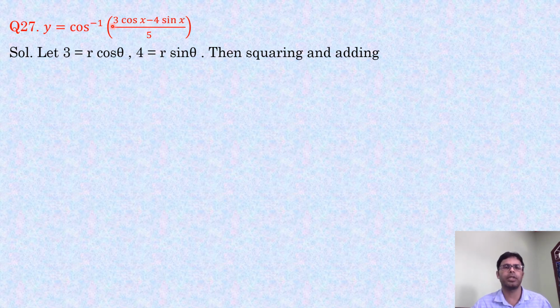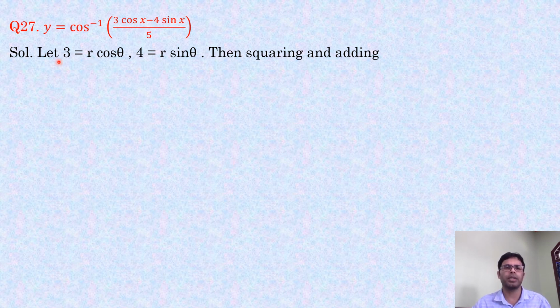So I am taking 3 equal to r cos theta and 4 equal to r sin theta to make this term cos, because the outer function is cos. But if you take this as sine and this as cos, then it will come as sine. So cos inverse of sine, but that sine can be made in terms of cos by writing cos of pi by 2 minus theta. In that case also the answer will come out, but here I am taking cos for this one and sine for this one.